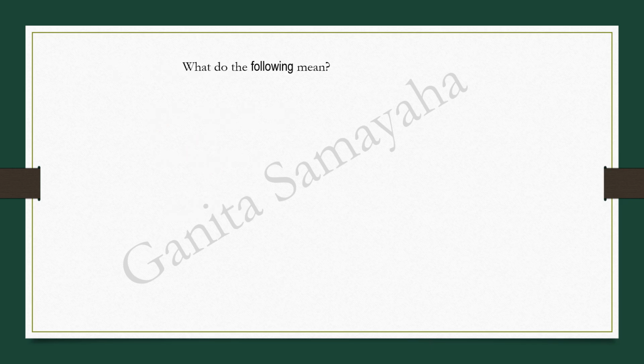What do the following mean? So whatever we have understood, let us fine tune it and try to understand the meaning of some mathematical statements. 63 is equal to 12 into 5 plus 3. So this is of the form A is equal to BQ plus R. Isn't it, children? This is of the form A is equal to BQ plus R.